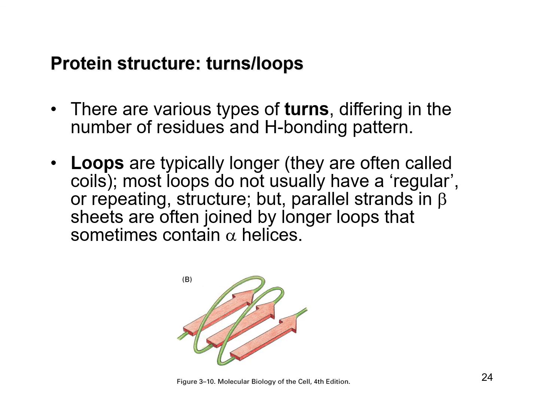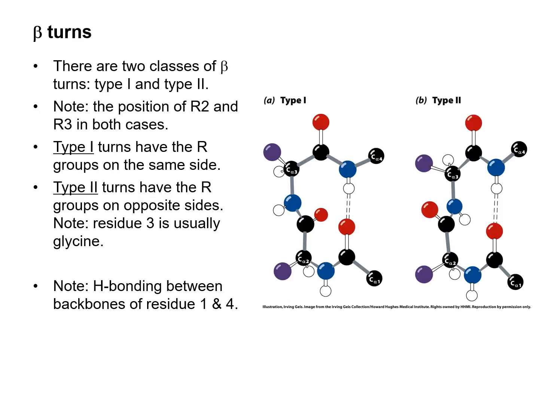So they're quite variable in terms of their amino acid constituents. But parallel strands in beta sheets are often joined by longer loops that sometimes contain alpha helices too. So in that case, they're going to be a little bit more rigid and also quite regular in terms of their amino acid sequences too. And we're going to go into more detail about the different types of turns and loops.